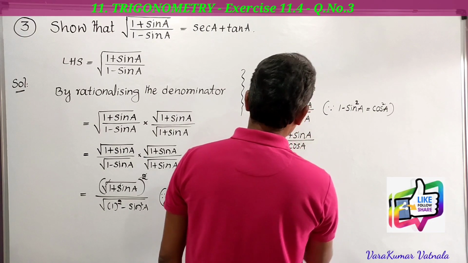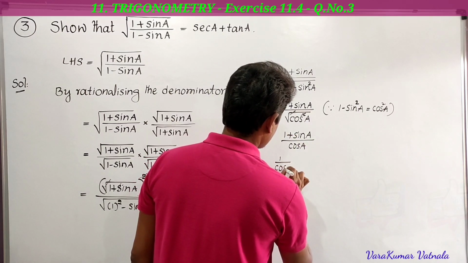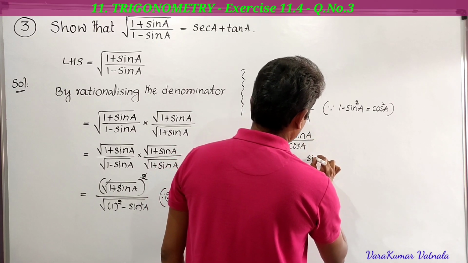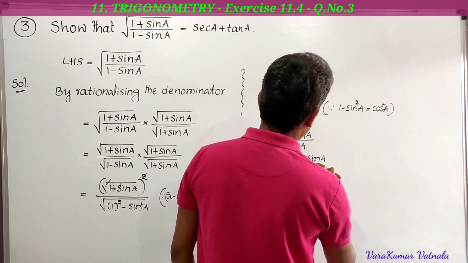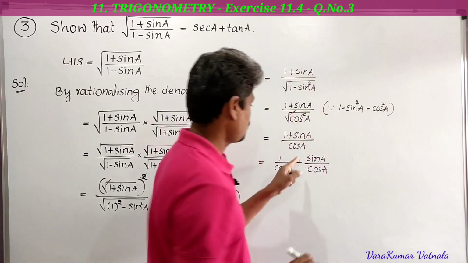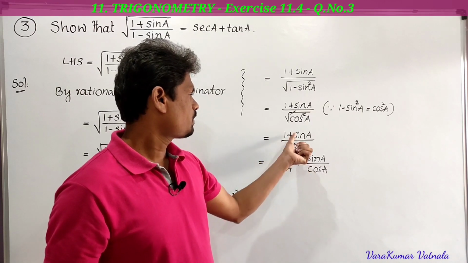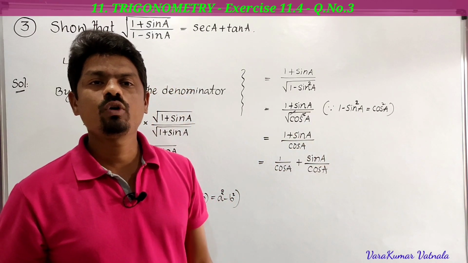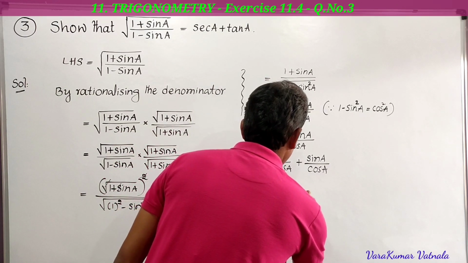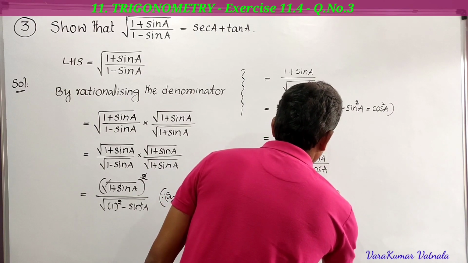Now we have to divide. So divide the two terms by cos a. It is 1 by cos a plus sin a by cos a. We know 1 by cos a is equal to sec a, and sin a by cos a is equal to tan a.